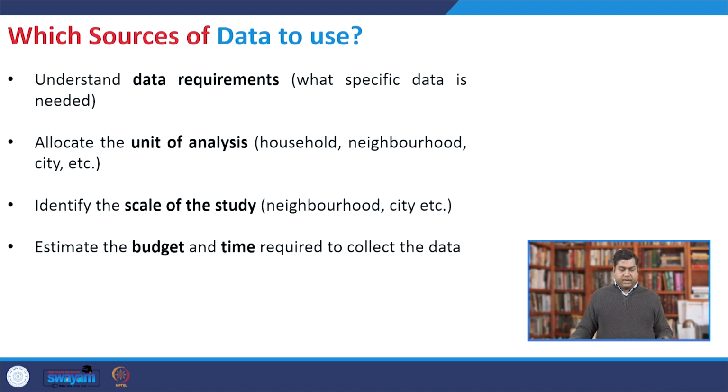Now the next thing is which source of data to use. Should we go for a primary survey, or a secondary survey, or we don't need to do any such survey and can just rely on certain assumptions. It's not very easy to give one answer for this, because depending on the need you have to go for the collection of information. So for that you have to first understand the data requirements, what specific data is required.